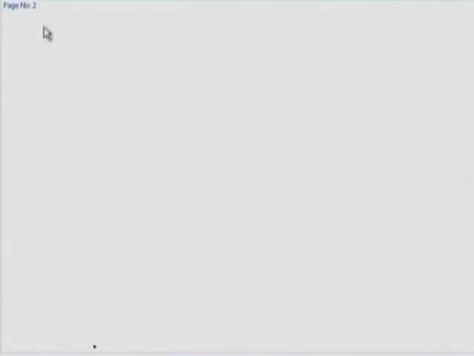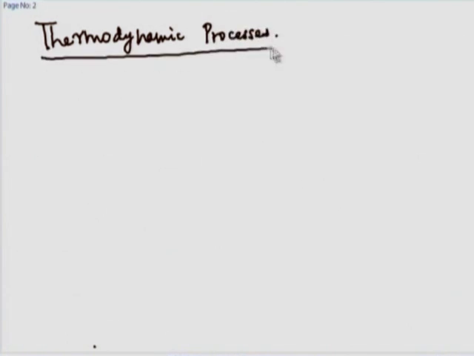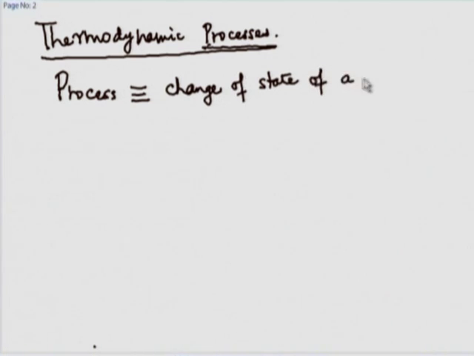Now we come to the next important topic, and that is thermodynamic processes, or simply processes, because the adjective thermodynamic we will soon get rid of. It takes too much time and too much space. For defining a process, we will just use this. Process for us is nothing but a short form for change of state of a system. So, when we say that a system undergoes a process or executes a process, that means the system has undergone a change of state.